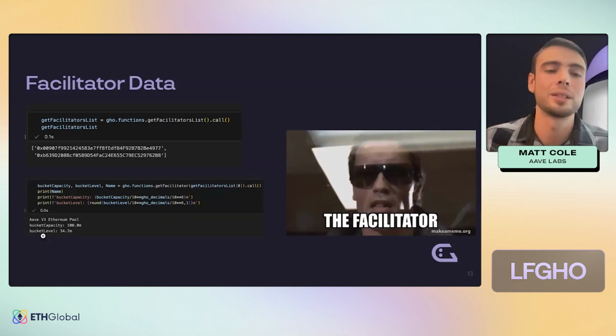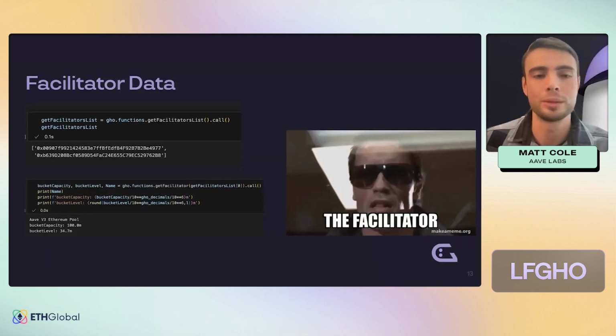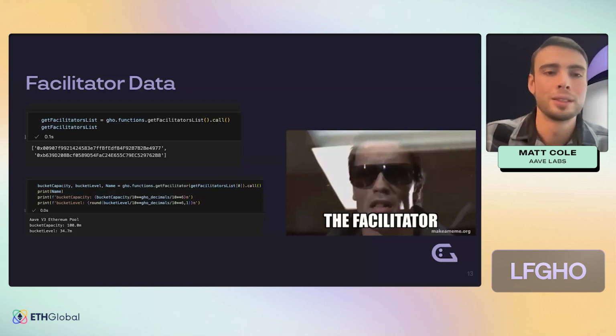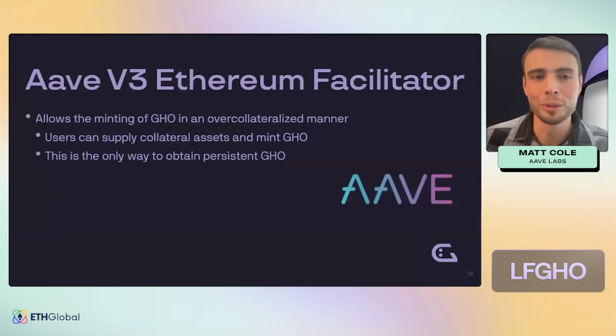So we actually see here on this bottom screenshot that the Aave v3 Ethereum pool has a bucket capacity of 100 million. That means the Go contract says, hey, we permit you to mint up to 100 million. And currently there's about 34.7 million, which is the same number that we saw before, right? When we queried the total supply of Go. So we'll spend a minute or two on the Aave v3 Ethereum facilitator.